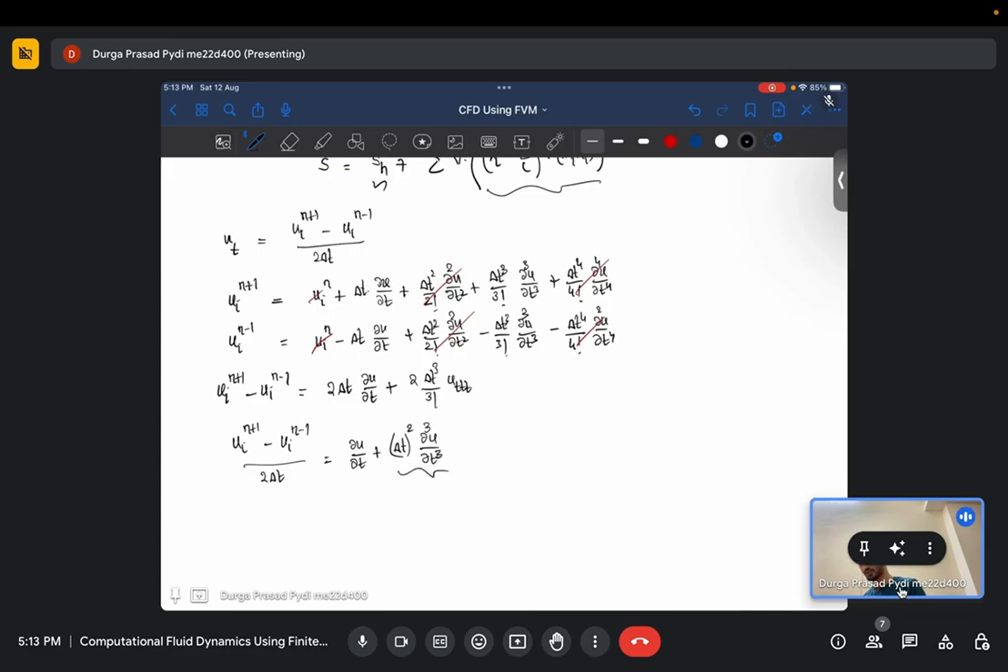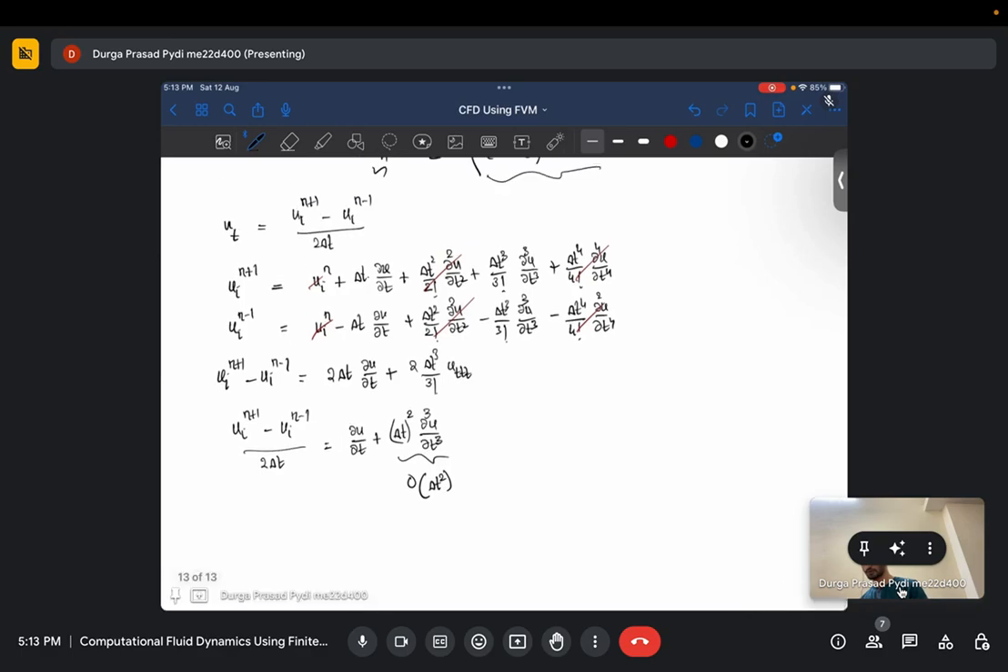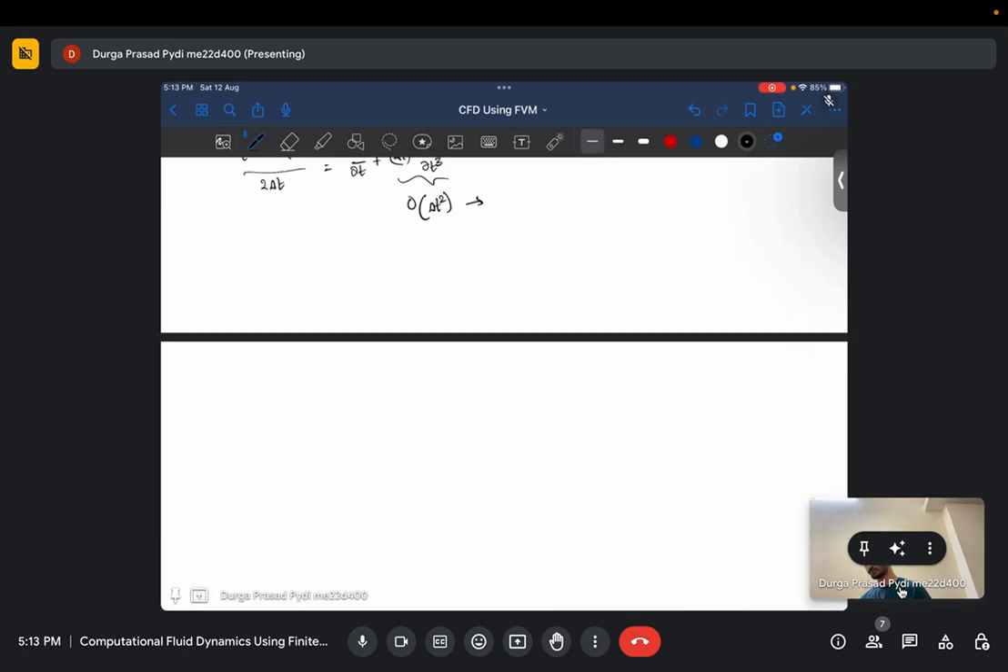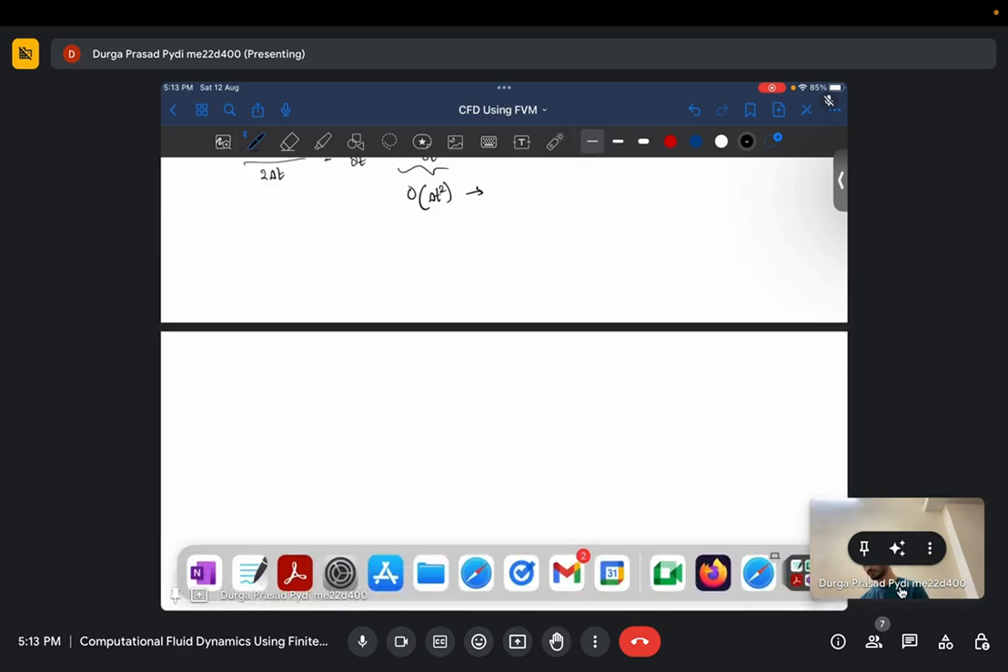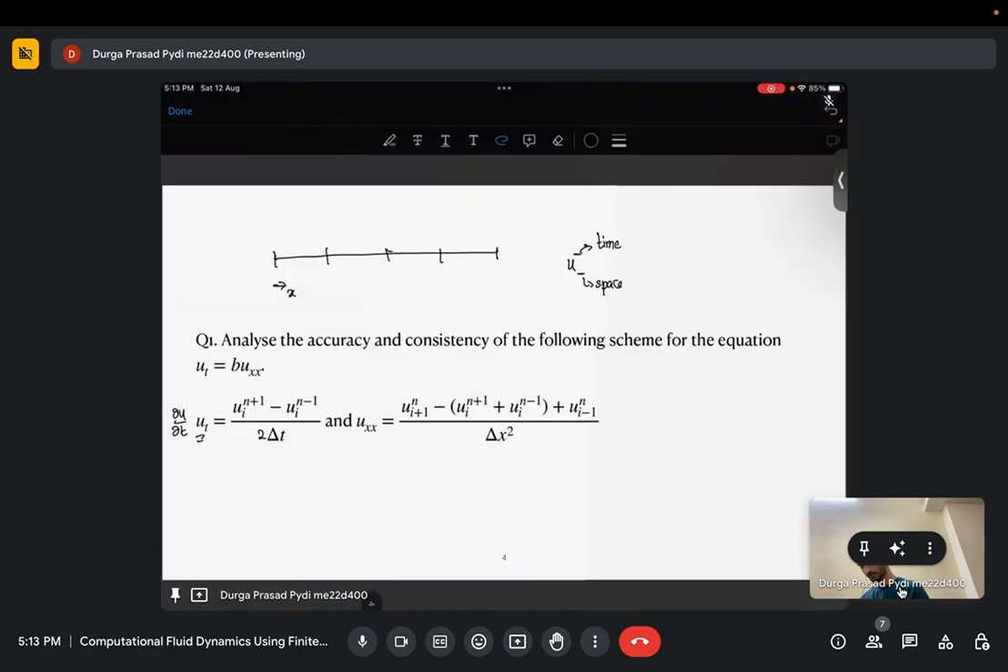So this essentially is what you are saying as order of delta t square. So the error, or our accuracy, in time is order of delta t square. That's important. So if your delta t is reduced by half, then your error would be reduced by the square of that, so 1/4, if it is in time. Exactly. Now let's take the space.